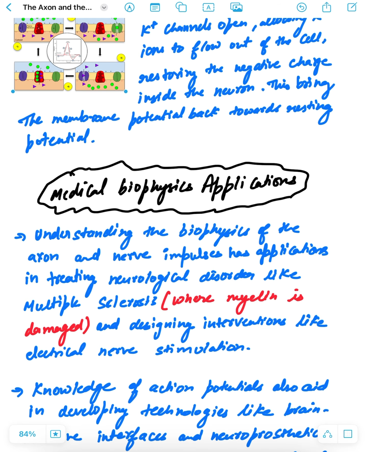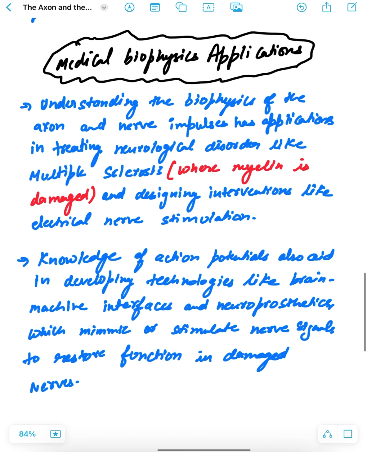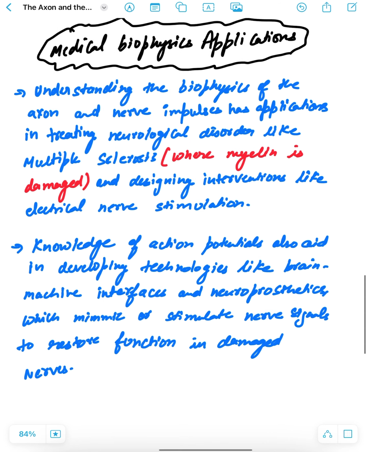In medical biophysics applications, understanding the biophysics of the axon and the nerve impulse has application in treating neurological disorders like multiple sclerosis, where myelin is damaged, and in designing interventions like electrical nerve stimulation. The knowledge of the action potential also aids in developing technologies like brain machine interfaces and neuroprosthetics, which mimic or stimulate nerve signals to restore function in damaged nerves.